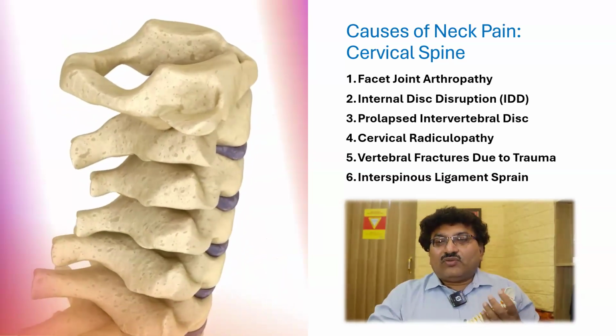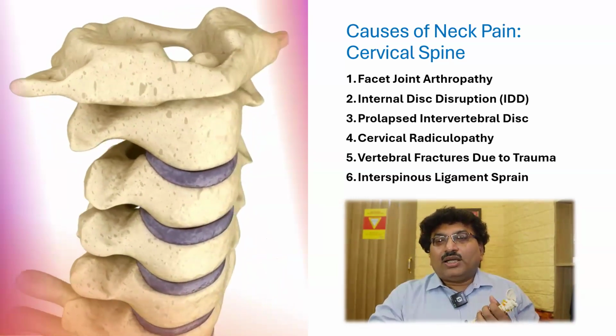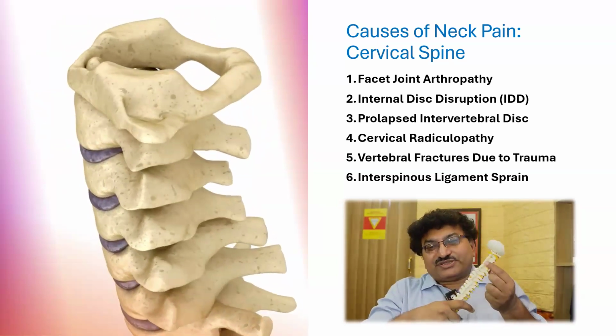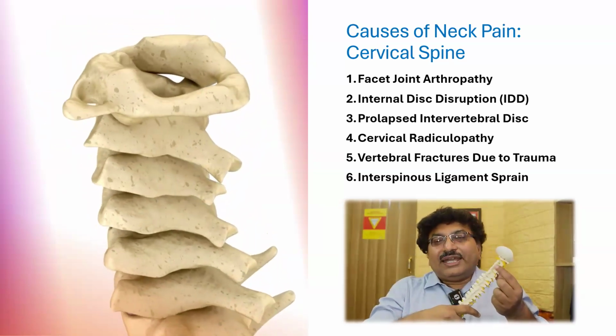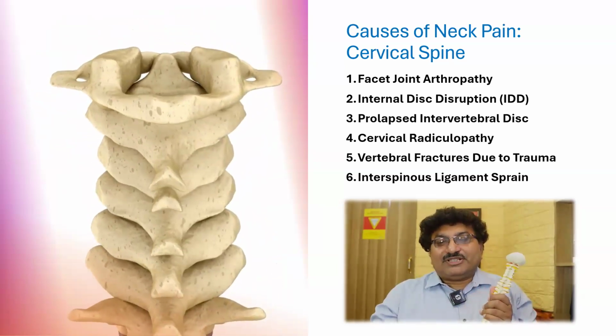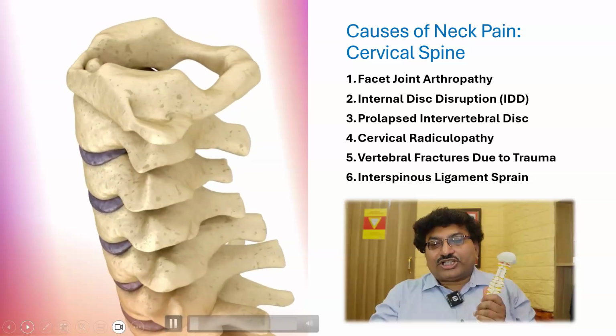Now, vertebral fracture might occur due to trauma, and interspinous ligament sprain. So, in between these small spinous processes, we have the interspinous ligaments, and interspinous ligament sprains can also be a cause of pain originating from the cervical spine.